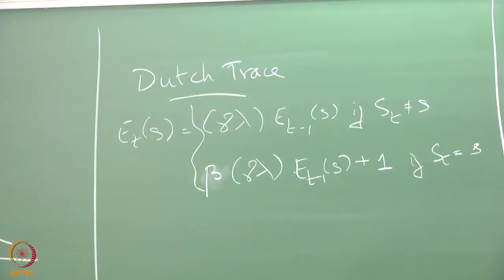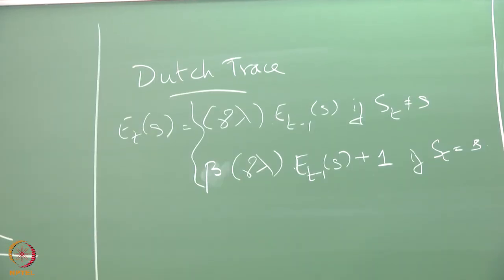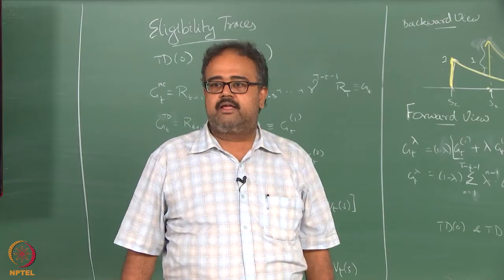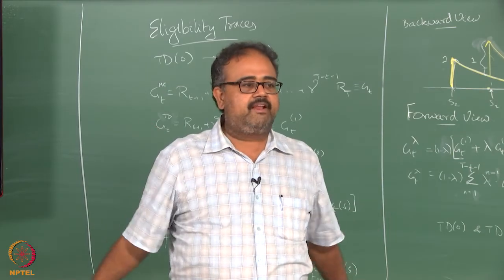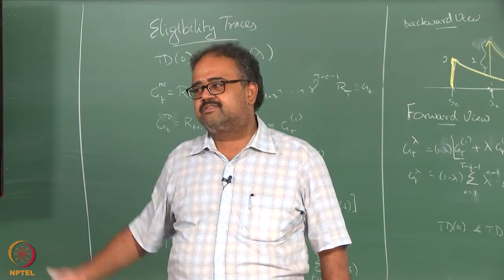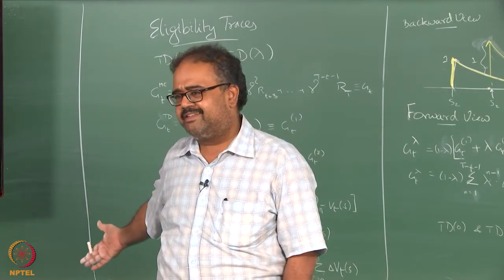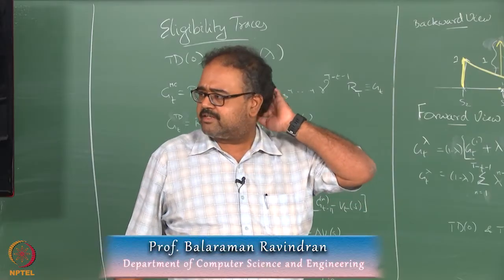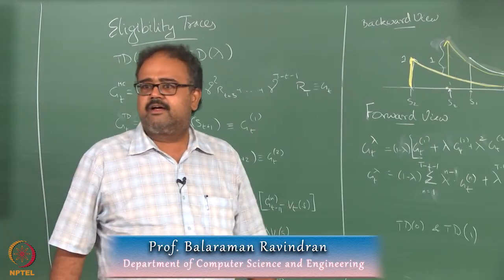If beta equal to 1, I get accumulating trace. If beta equal to 0, I get replacing trace. If I put beta something between 0 and 1, I get Dutch traces. Okay. Because somebody from Netherlands published the paper, so it is called Dutch trace. Okay, don't think too much about what is Dutch about it, right?